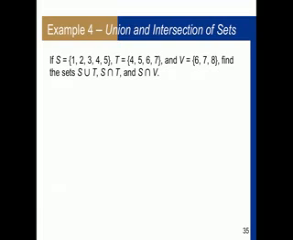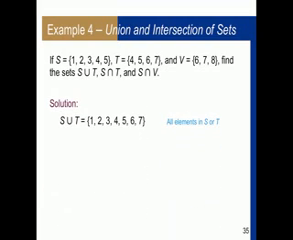So for example, if we have a set S with elements 1, 2, 3, 4, and 5, a set T with elements 4, 5, 6, and 7, and a set V with elements 6, 7, and 8, and we want to find S union T, S intersect T, and S intersect V, we're going to take a look first. The union of S and T is 1, 2, 3, 4, 5, 6, and 7. It's all the elements in S or T.